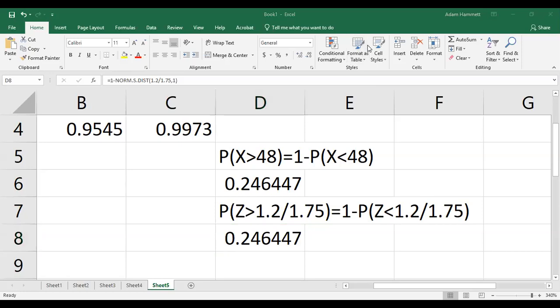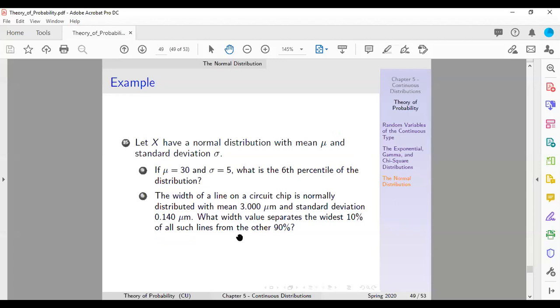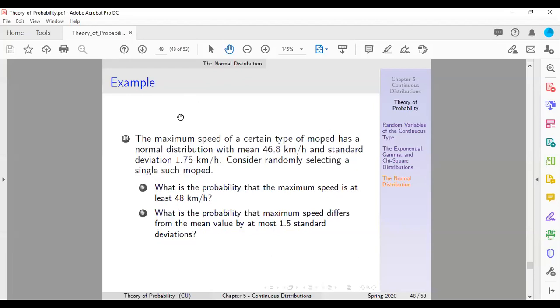Okay, so let's go back into our presentation. Okay, let X have a normal distribution. Oh, sorry, we weren't quite done yet. What is the probability that maximum speed differs from the mean value by at most 1.5 standard deviations?